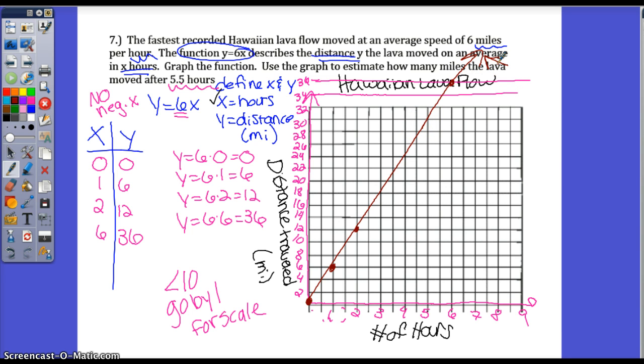That's huge. Now if it says after 5.5 hours, I'd go over to 5.5, 5, 6, 5.5 is in the middle, go up to my line, hits it there, go over, and I'd write a sentence that after 5.5 hours, the lava went about 34 miles. And that would be the answer. Your answer would need to be a sentence like that.